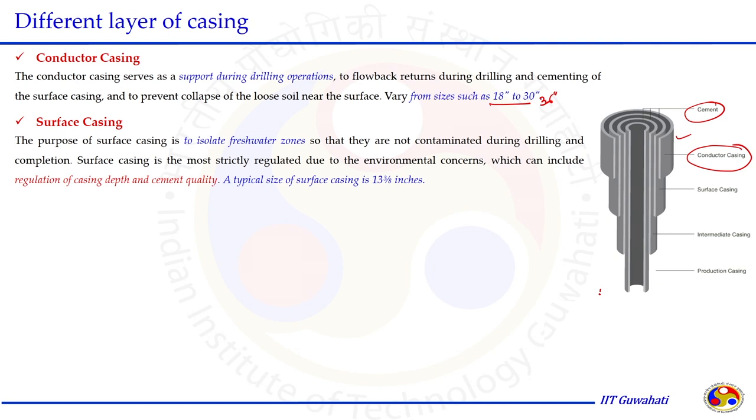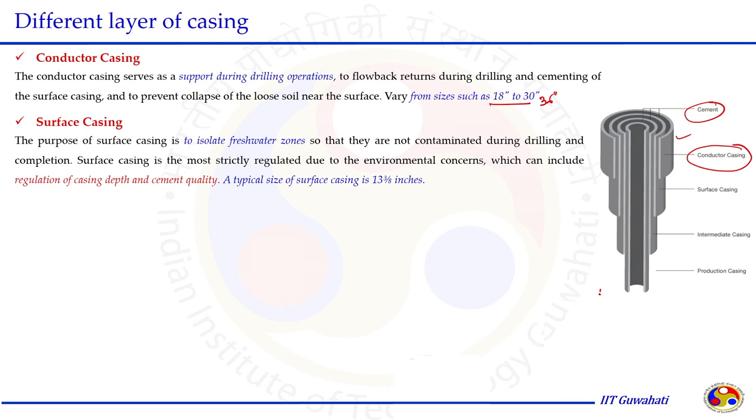This is utilized to isolate the holes from fresh water that may be underneath the surface. When we are drilling the holes, water may come into contact and then come to the surface through the bore holes. But if we install the surface casing, it isolates that fresh water body from this drilling operation. The typical size of surface casing is 13 inches or so.